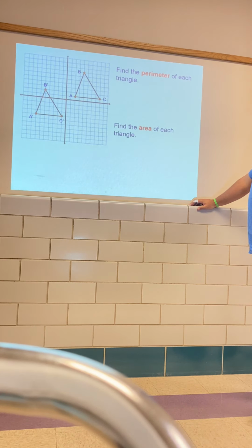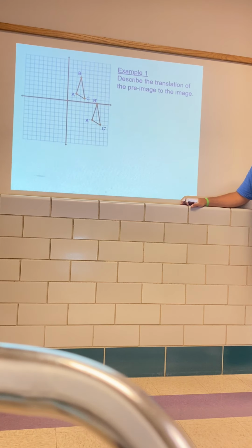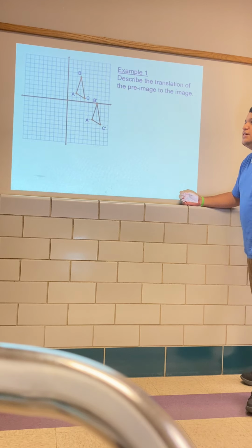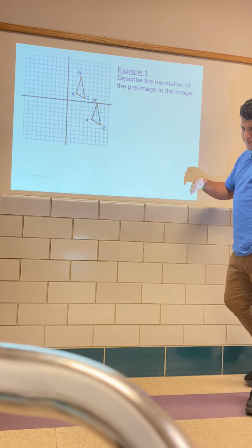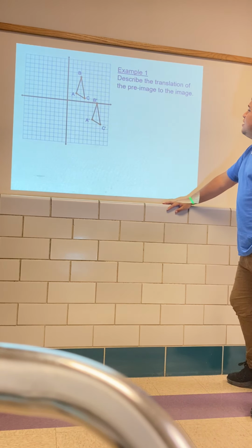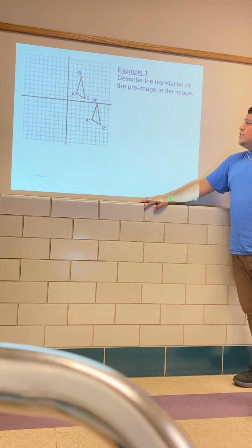So, we're going to find the perimeter of each triangle, and then we find the area of each triangle. Same thing that we learned about last week. We're just trying to relate these things to actual math problems here, guys. Area and the other one. Describe the translation of the pre-image to the image.